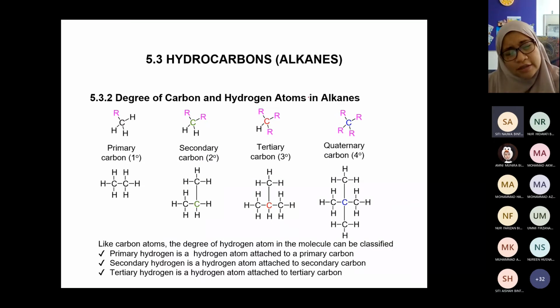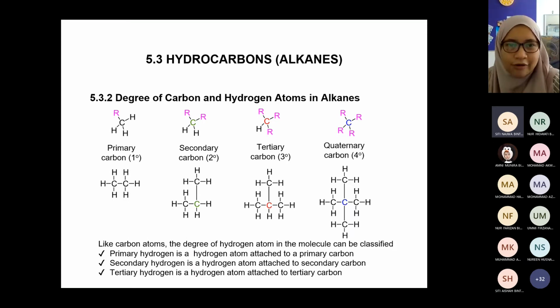Okay, nak classify the degree of carbon and hydrogen atoms in alkanes. Penatnya bercakap. Okay, tak larat nak bercakap dah. Dia banyak cakap sikit untuk organic chemistry ni, banyak content dia kat situ.